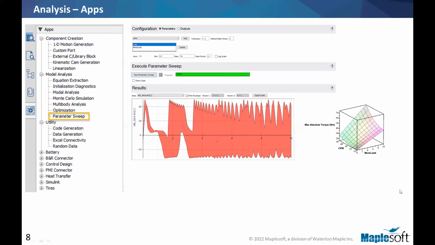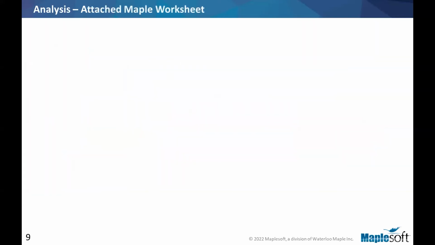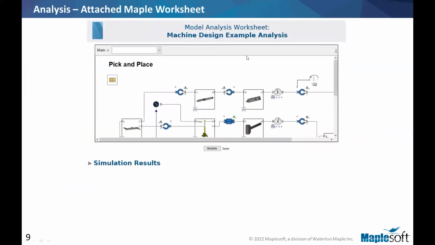Now, we've been talking about these pre-designed apps, and a question we often get is, what if I want to create my own? Or what if I want to take the parameter sweep result and continue from there? Well, in MapleSim, you can attach a Maple worksheet. This will be a worksheet that looks exactly like if you had opened it up in Maple. The difference is you'll have this extra piece that shows you your model. And this is what allows you to connect between the Maple worksheet and your model.